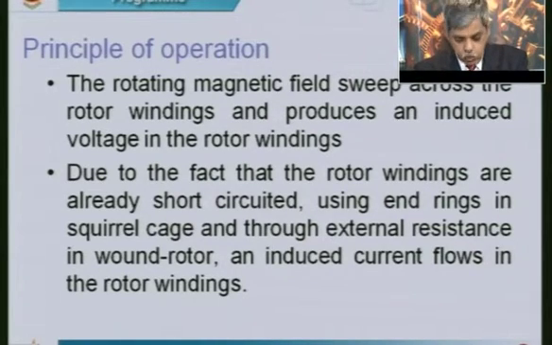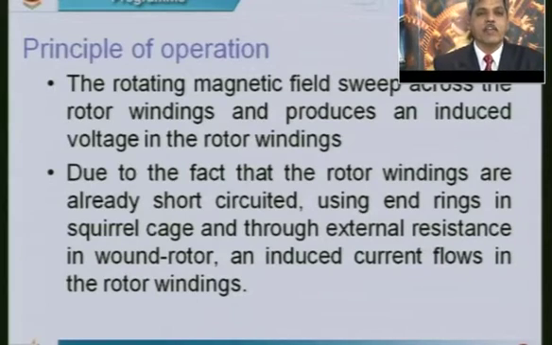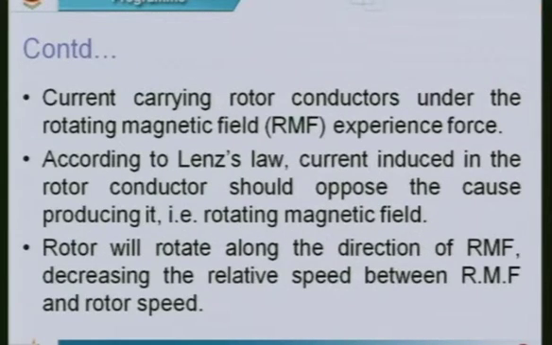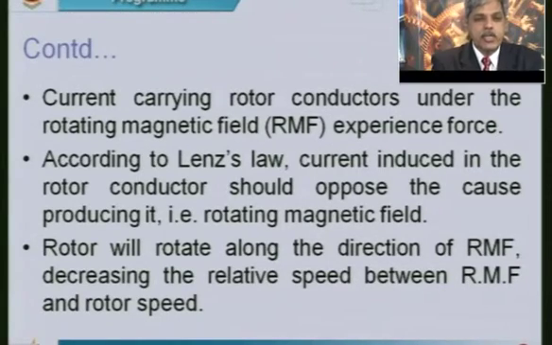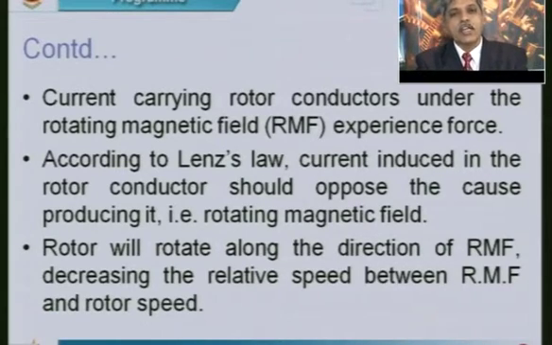In both cases, the induced voltage sets up a current because of the short circuiting of the windings. This current will produce its own magnetic field. The interaction between the two magnetic fields gives us electrical energy getting converted to mechanical energy. The current carrying conductors under the rotating magnetic field experience a force. According to Lenz's law, the current induced in the rotor conductor should oppose the cause of producing it. The induced currents are because of the induced voltage, and this voltage is because of the rotating magnetic field. Therefore, according to Lenz's law, the current induced in the rotor conductors should oppose the rotating magnetic field. So the rotor will rotate along the direction of the rotating magnetic field, opposing the rotating magnetic field.